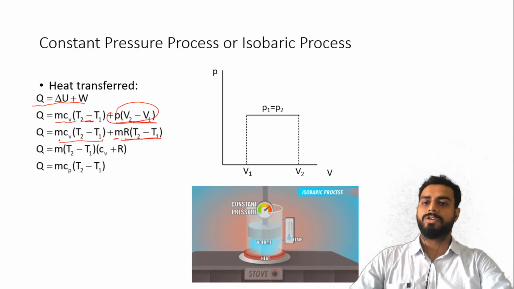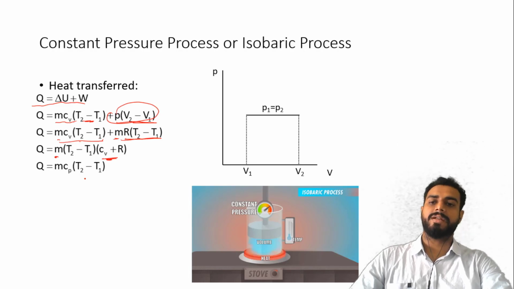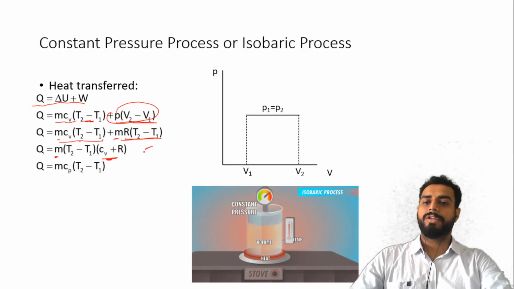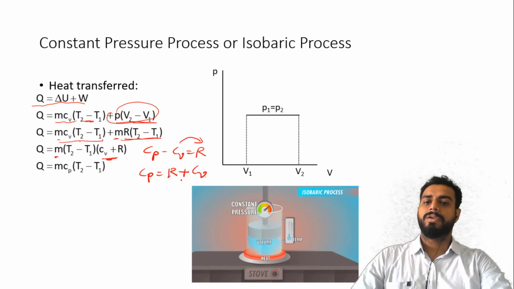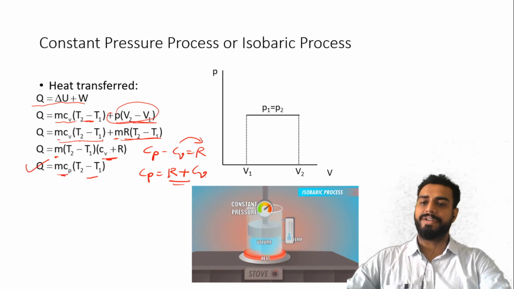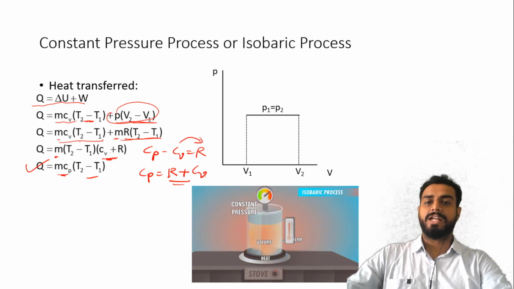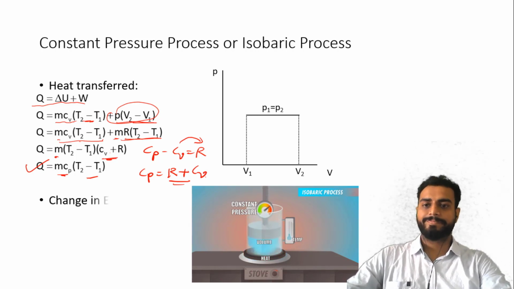Now you can take m as common, so what we can write is (T2 minus T1), and what we are left with is Cv plus R. Now if you remember and recall, Cp minus Cv is equal to R. If you make Cp the subject and take Cv to the other side of the equal sign, then you can write R plus Cv. So instead of this R plus Cv, we can write Cp directly. That is why m Cp (T2 minus T1) is written. That is equal to the heat transfer Q. So that is the heat transfer during the constant pressure process.